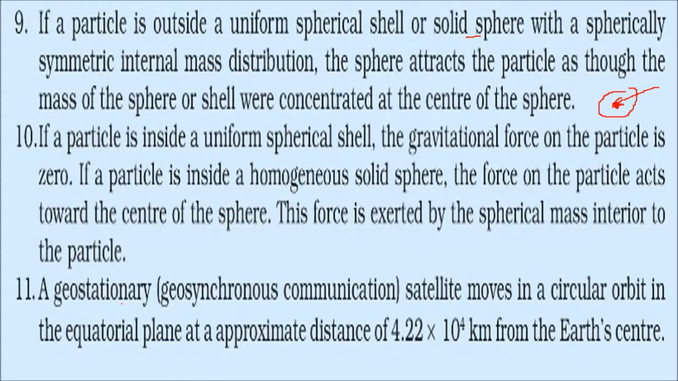Next, geostationary satellites, which are used for geosynchronous communication. Geostationary satellites move in a circular orbit in the equatorial plane. That means if this is Earth, they move in this equatorial plane, at an approximate distance of around 4.22 times 10 to the power 4 km from the Earth's center.